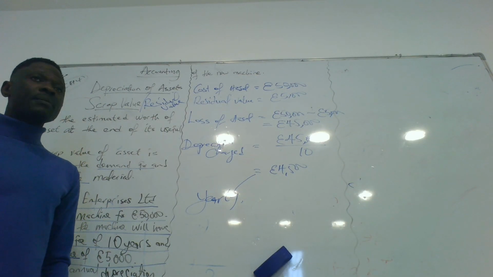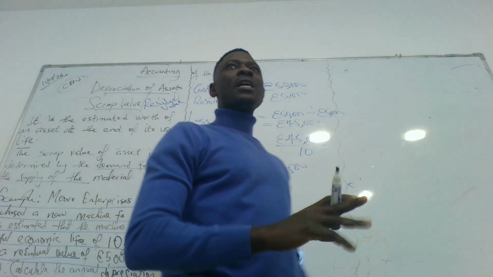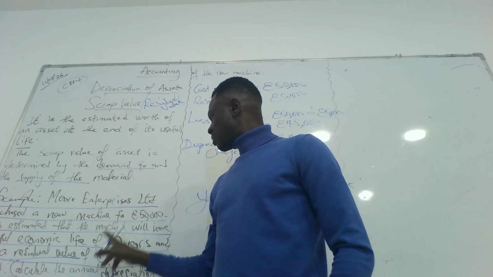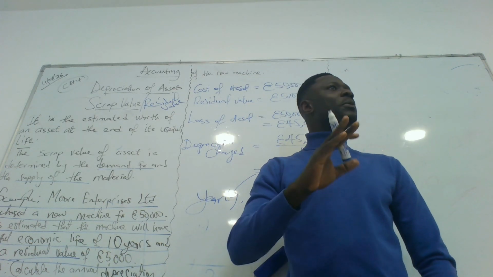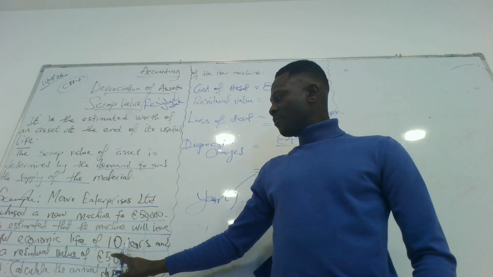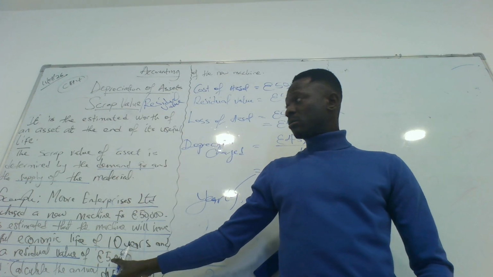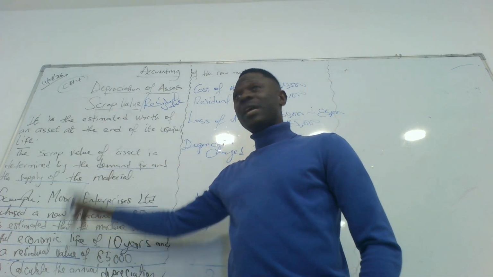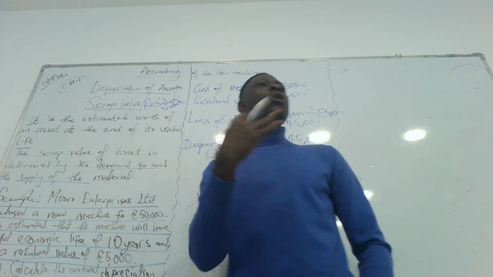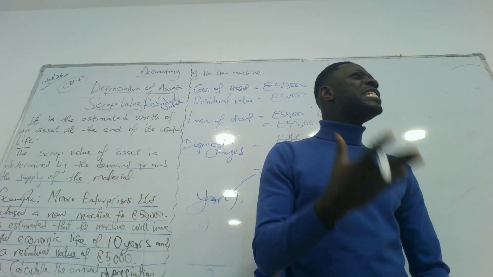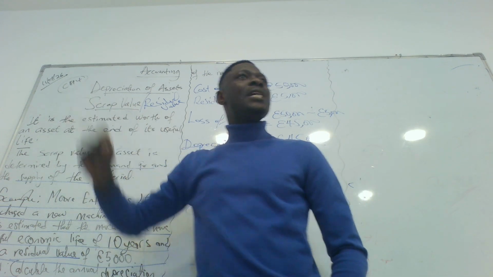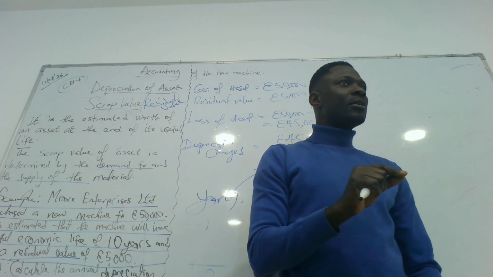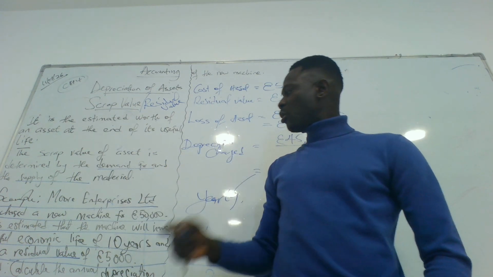I'll explain again. We have the historic cost of an asset, which is 50,000. At the end of its economic life, it's going to be sold for 5,000. That's the value. What will be the worth of the asset after 10 years? We said the scrap value is the estimated worth of an asset at the end of its economic life. So that means the residual value is what?